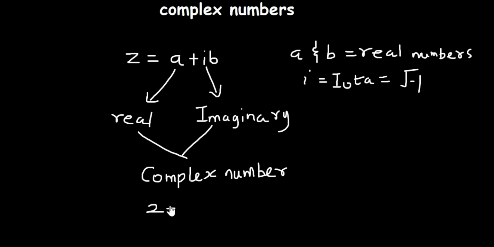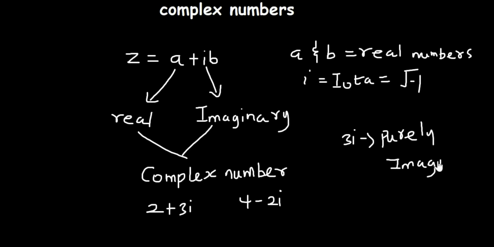An example is I can have 2 plus 3i. This is a complex number. I can have 4 minus 2i. This is also a complex number. But in a situation whereby you have just 3i, we call this a purely imaginary number.